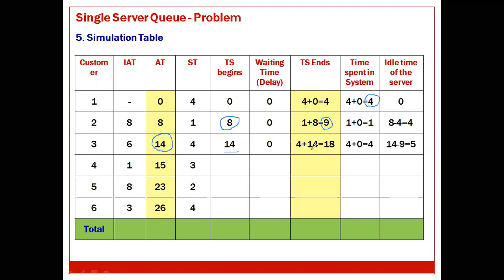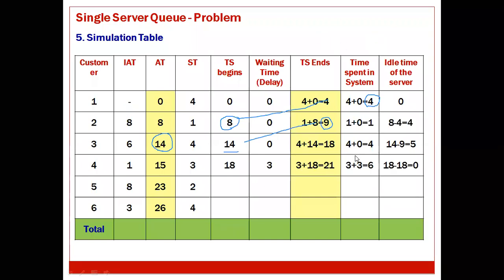Time service ends will be 4 plus 14, 18, that is service time plus TS begins, and then time spent in system, which is nothing but service time plus waiting time, which is 0. So 4 plus 0, 4. Let's see how to find the idle time. Time service begins at 14 for customer number 3. But what was the time service end for the previous customer? 9. So 14 minus 9 will be 5. So similarly, the previous one is like this. Okay, let's go with the next customer.